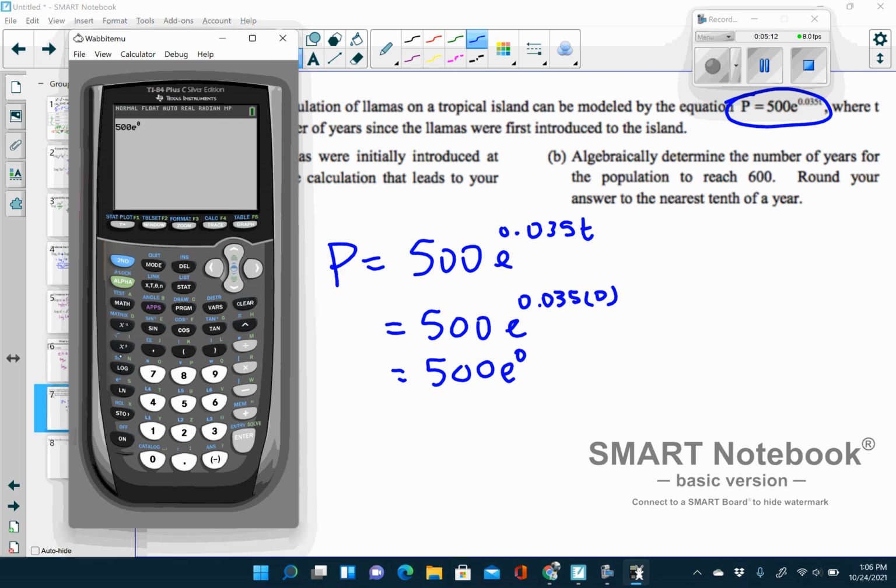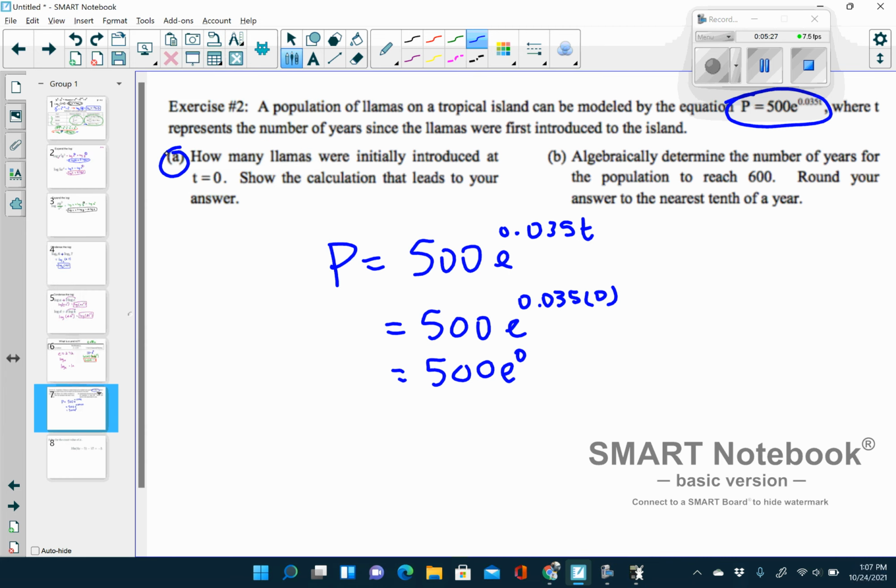Okay, so there are two e's in the calculator. I think you saw me do one before. This is e to the x power, and over here above the division is just a regular e. You could have used either one. So boom, that's 500. So the answer to part A is equal to 500. So 500 llamas. This is how many were initially introduced at t equals 0.